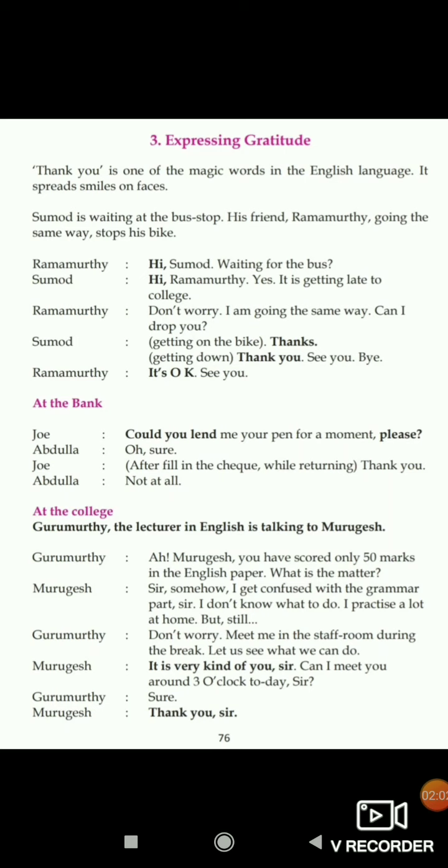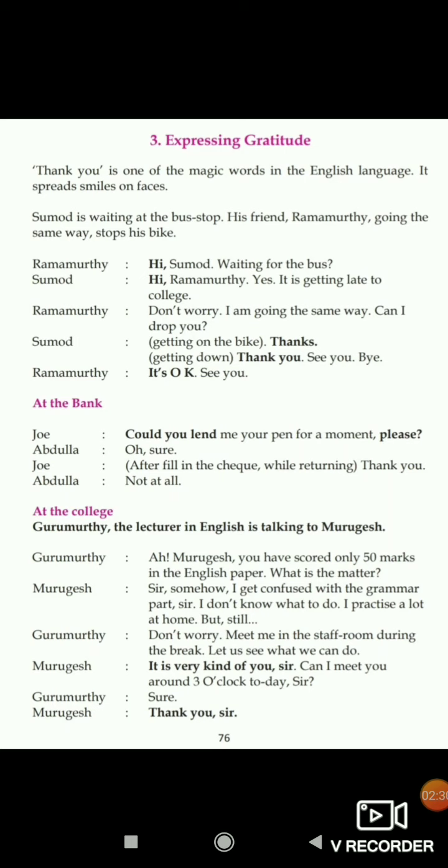So gratitude, look at the last sentences. Thanks, thank you. Responding to that gratitude, he says it's okay. These bold letters show expressing gratitude to friends. We always say thanks a lot, thank you very much. These are the common expressions we use to show our gratitude to someone who is very close to us. So let us see another situation here.